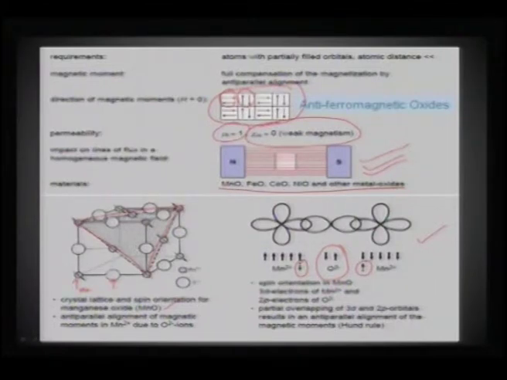In this case, the spin orientation is due to the 3d electrons of manganese 2 plus and the 2p electrons of oxygen 2 minus, which is antiferromagnetically aligned to the t2g orbitals of manganese 2 plus of the neighboring atom. Partial overlapping of 3d and 2p orbitals results in antiparallel alignment, and this is actually dictated by Hund's coupling or Hund's rule.